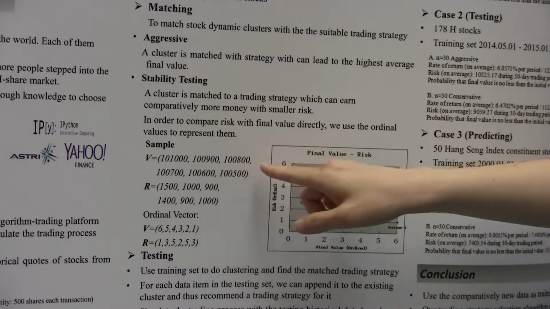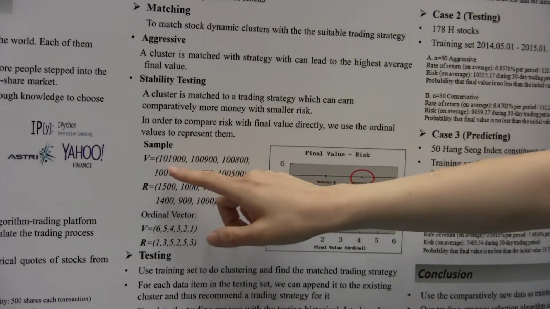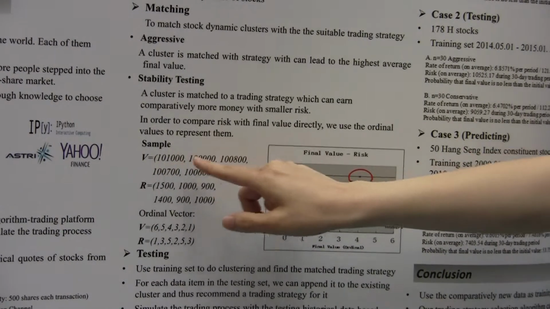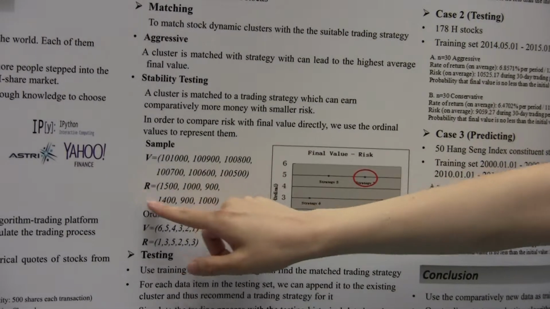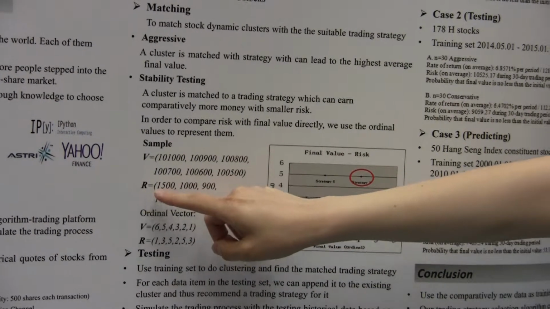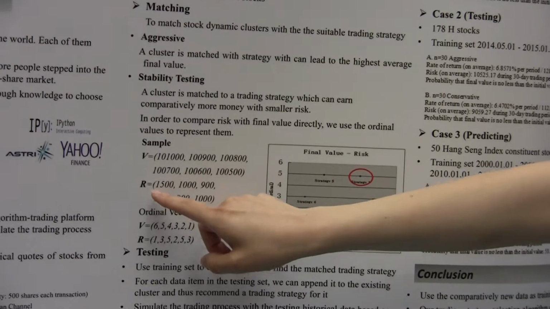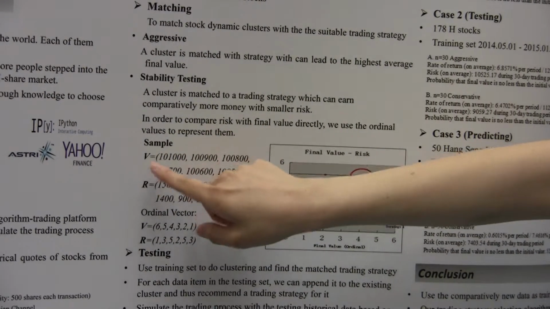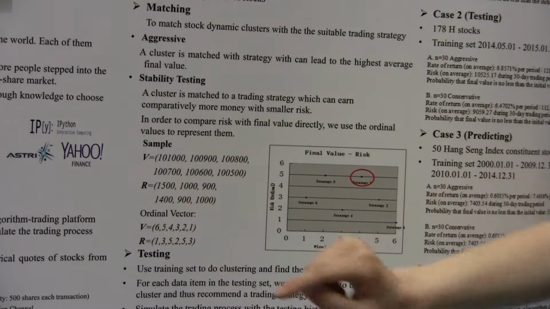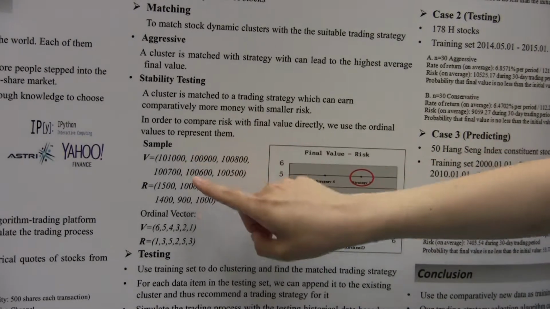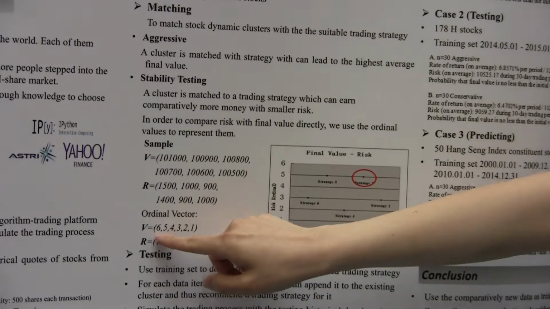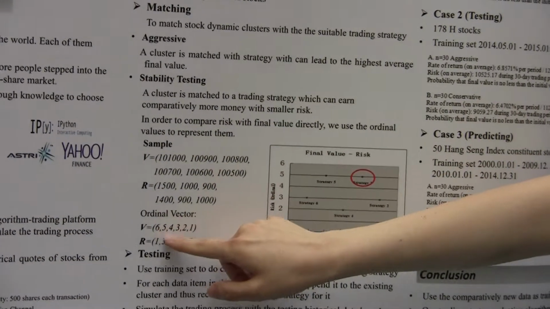Here, the first vector shows the average final value of a portfolio when we use strategies 1 to 6. And the second vector shows the risks of a portfolio in the trading period when it used strategies 1 to 6. You know that the final value and the risks are in different scales, so we use an ordinal vector to represent them. Because we want a higher final value, the strategy with the highest final value will be assigned the number 6, and the second highest one will be assigned the number 5, and so on.